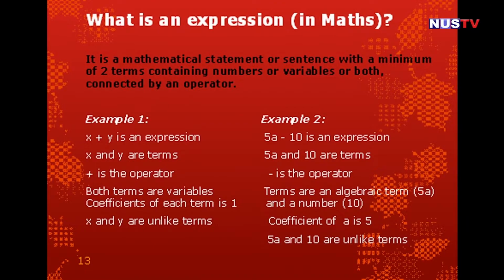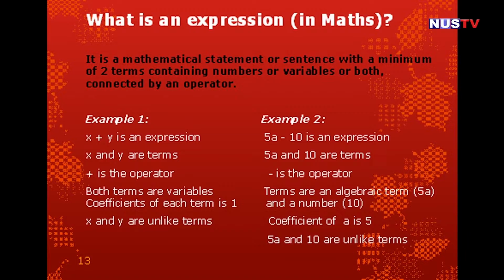Now, what is an expression in math? It is a mathematical statement or sentence with a minimum of two terms containing numbers or variables or both, connected by an operator. I have here two examples. x plus y is an expression. x and y are terms. The addition sign is the operator, and both terms are variables. The coefficient of each term is 1. x and y are unlike terms.